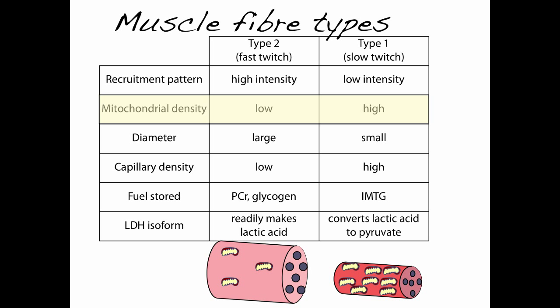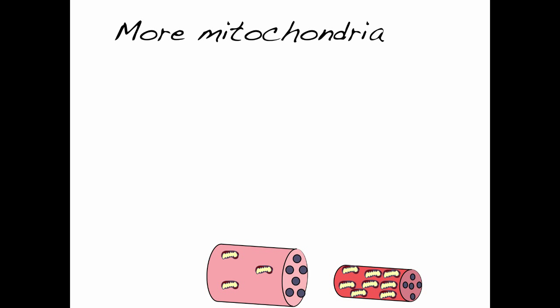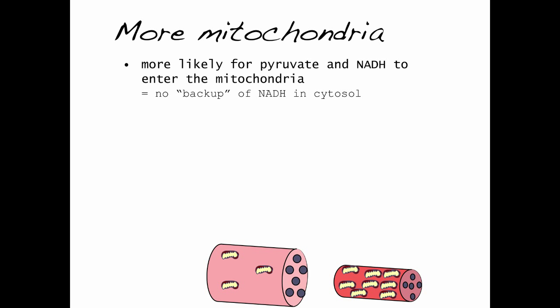So let's look at what happens when we recruit more type 2 muscle fibers in terms of mitochondrial density. If a muscle fiber has more mitochondria, it's more likely for pyruvate and NADH to enter the mitochondria. If there's more mitochondria, there's more places for pyruvate and NADH to go when it's formed in glycolysis. And therefore, you won't have the problem of a backup of NADH and pyruvate in the cytosol. Remember, if there's a backup and less places for NADH to go, it's more likely for lactic acid to be produced.